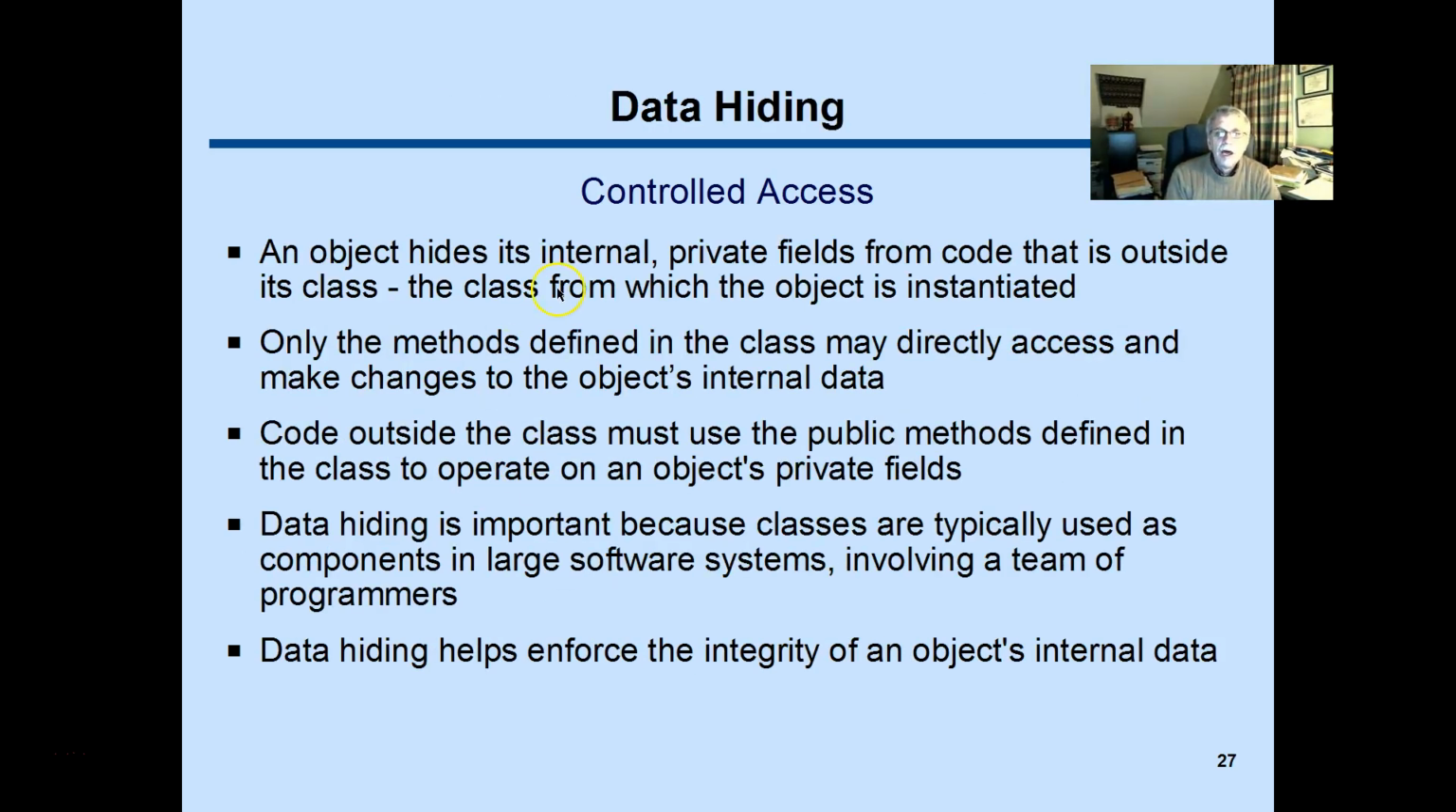Okay, so an object hides its internal private fields from code outside of the class. That's the class in which it lives, from which it's been instantiated. So only the methods defined within the class that are deemed to be public are accessible to code outside the class, and that's how we gain access to what's going on inside the class.